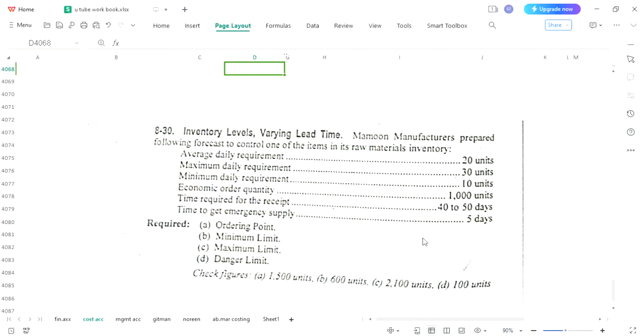Hey guys, hopefully everyone is doing well. Today's target is to solve question number 8.30. It is the third question. The chapter which we are related with is the material inventory system.